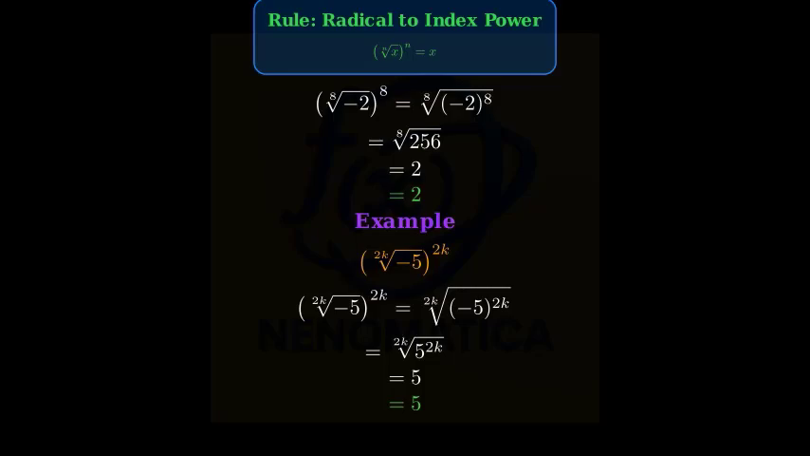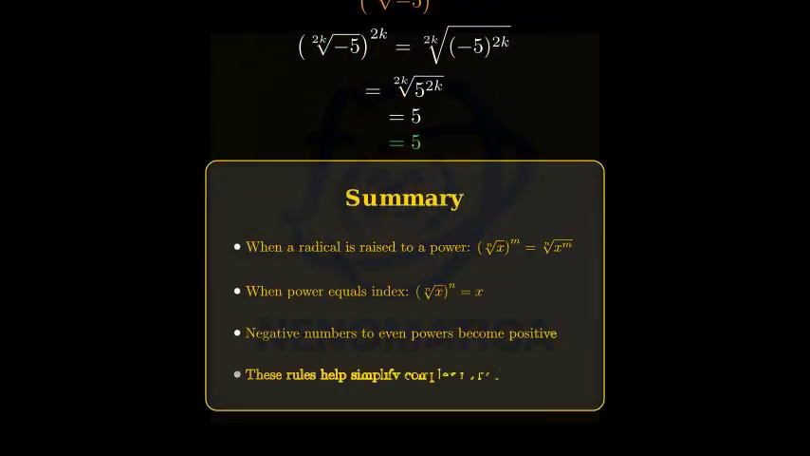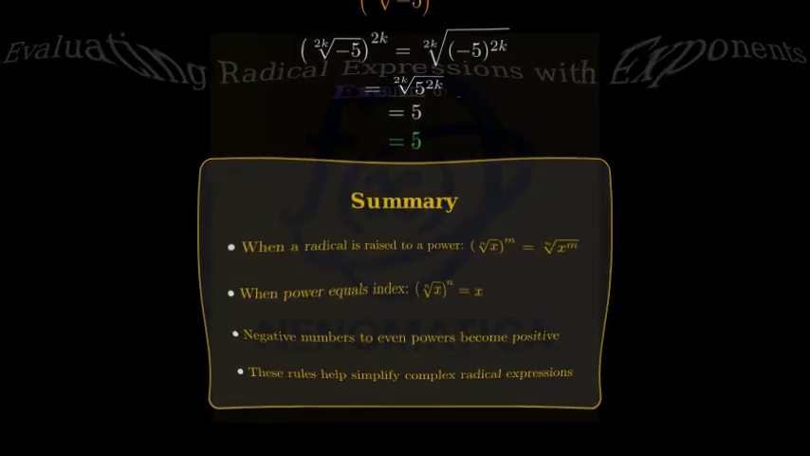Let's summarize what we've learned in this lesson. First, when a radical is raised to a power, we can move the exponent inside the radical. Second, when the power equals the index, the radical disappears, and we're left with the expression inside. Third, be careful with negative numbers raised to powers. Remember that negative numbers raised to even powers become positive. These rules will help you simplify complex radical expressions efficiently.